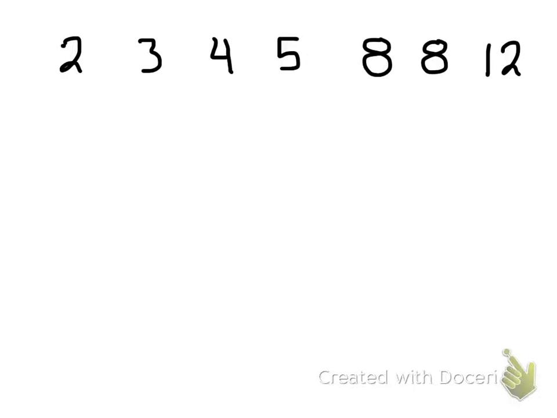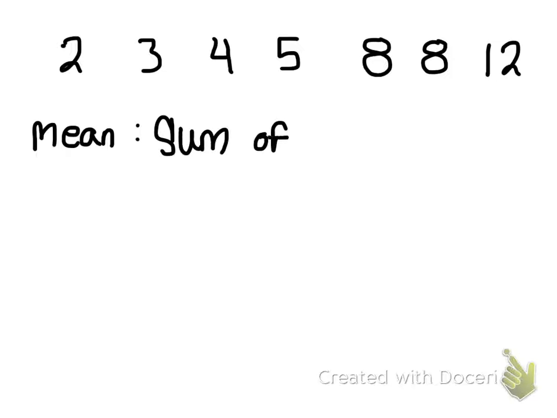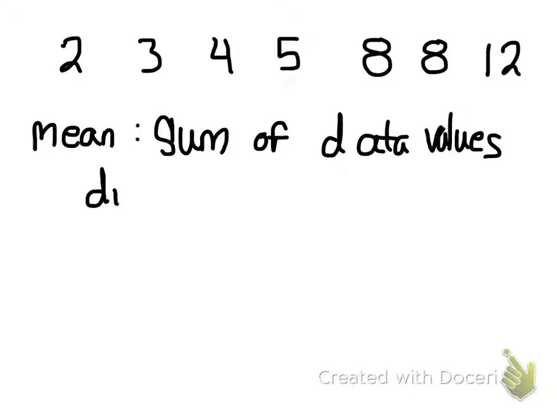So the first term we're going to look at, our set of data, we're going to consider is 2, 3, 4, 5, 8, and 12. So the mean, we're going to look at the mean for this set of data. Mean is the sum of data values divided by the number of data values. Another name for the mean is average.